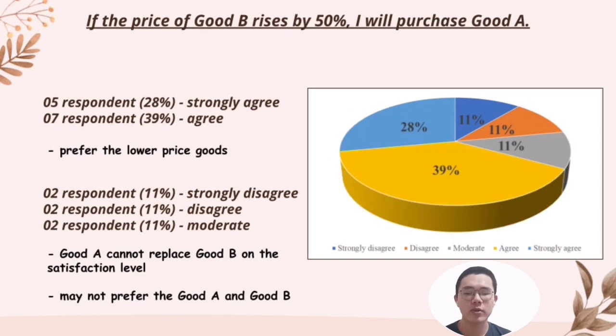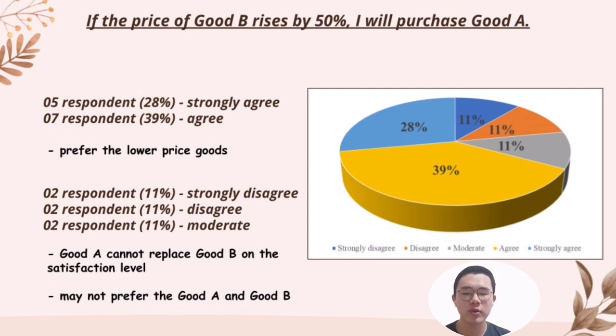Next, we have 5 respondents strongly agree and 7 respondents agree that if the price of good B rises by 50%, they will purchase good A. This is because consumers often compare items and of course they will prefer the lower priced good. Good A and good B are substitute items because both of them could be used for the same purpose by the same consumer. Referring to the substitute effect, consumers will choose good A when the price of good B rises.